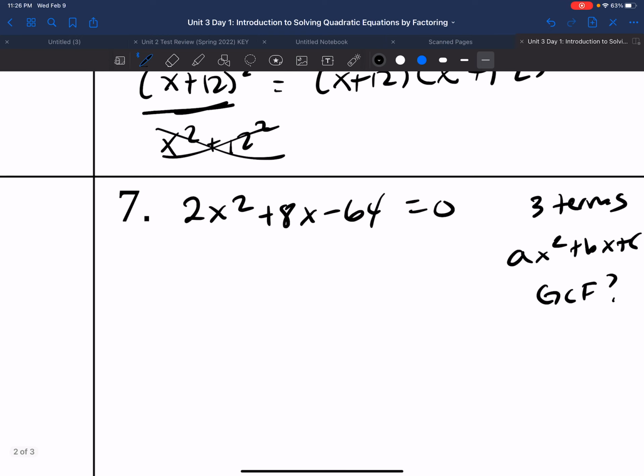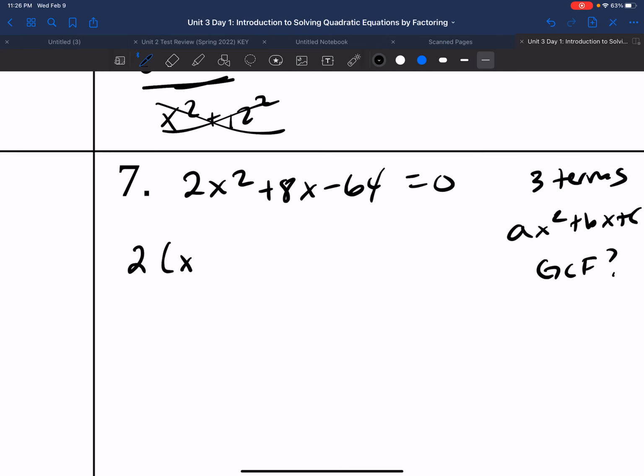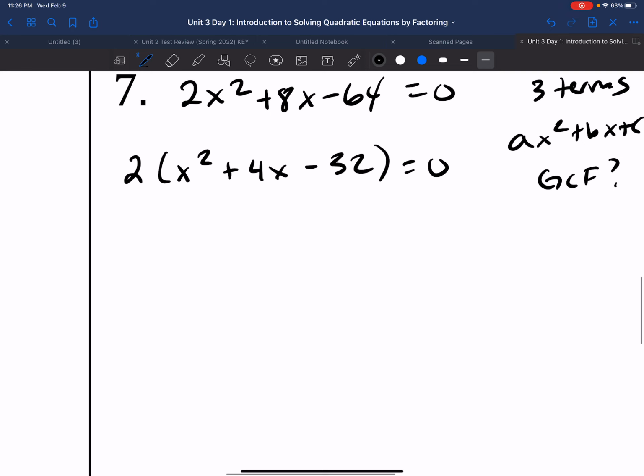I can see that there's a GCF of 2, so I write 2 times x squared plus 4x minus, what is this? 27? No, 32. That should be 32. Okay. So I have that. Now I'm going to go ahead and set that equal to 0. And then I'm here. I see there are 3 terms in the form ax squared plus bx plus c, and a is equal to 1. That invisible 1 is right there.